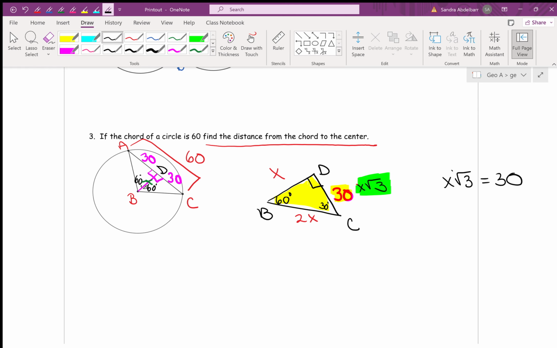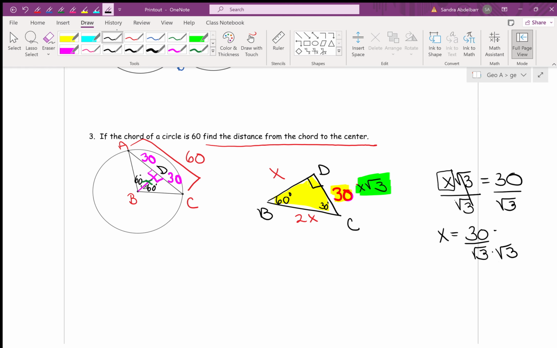We've got to solve for x. Good. We're going to divide by root 3 on both sides. Will, can I leave it like this? No. What do I need to do now?